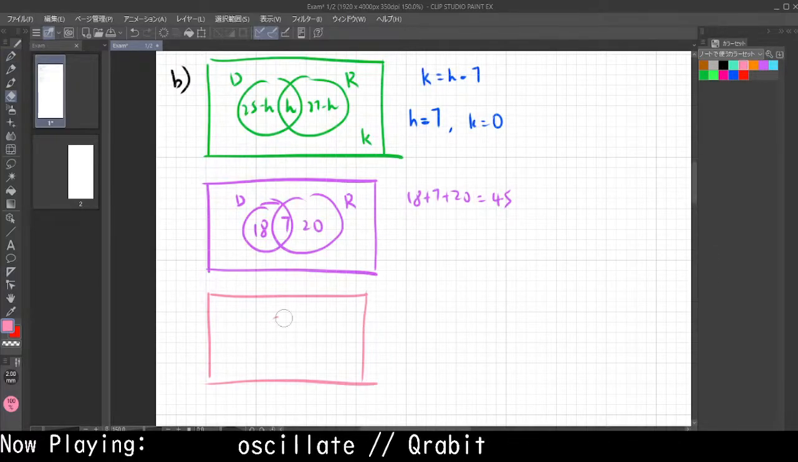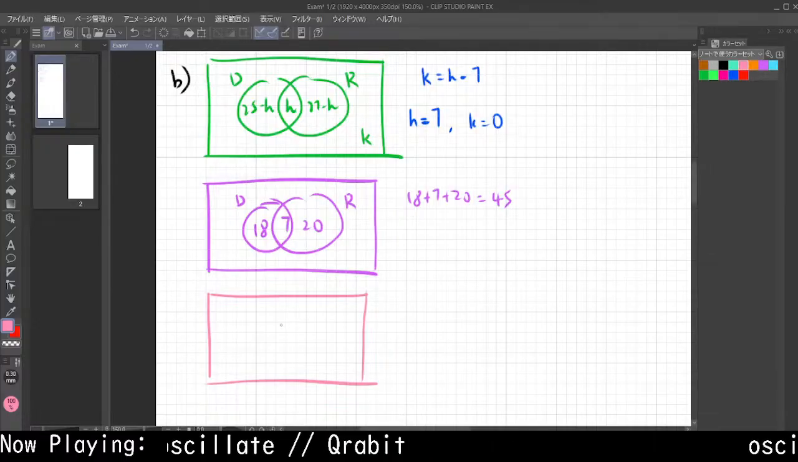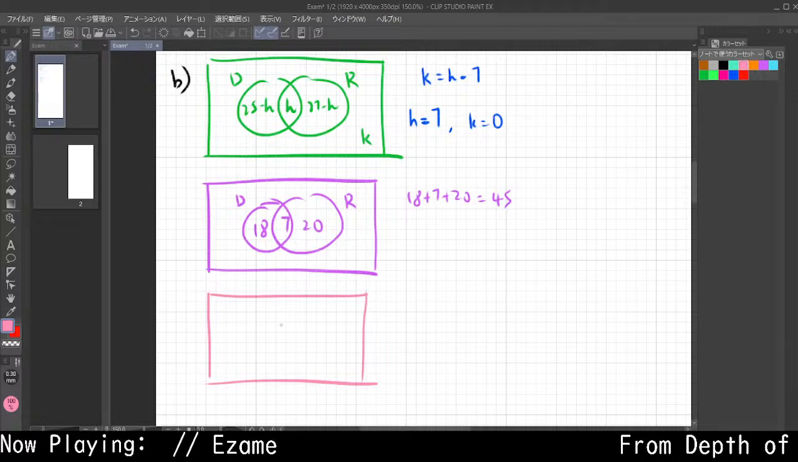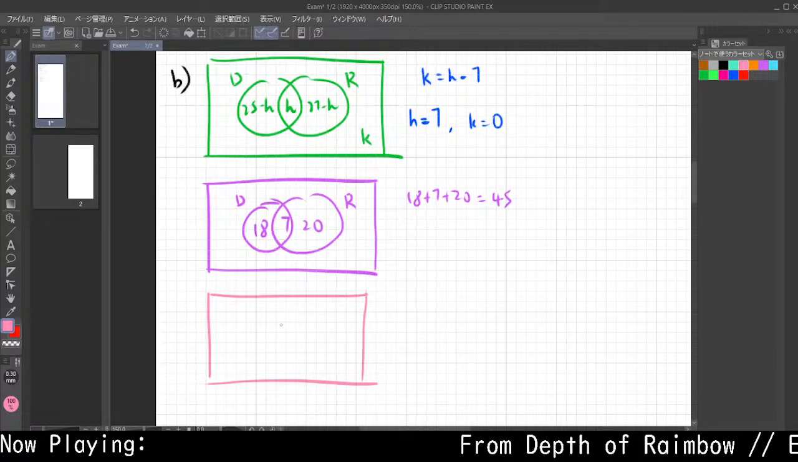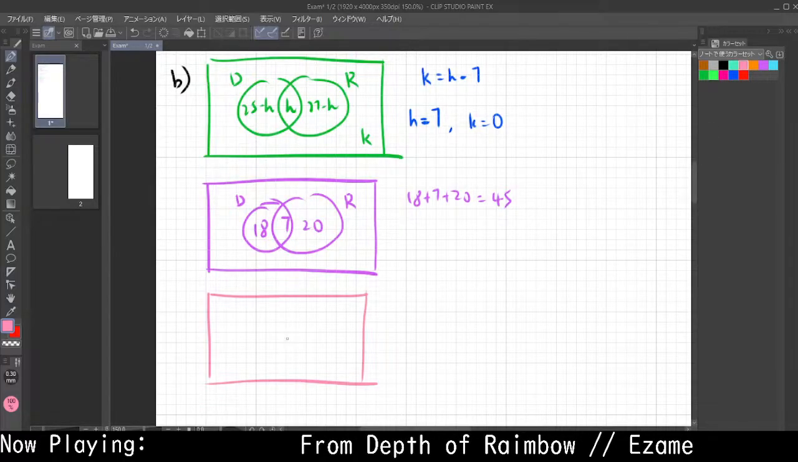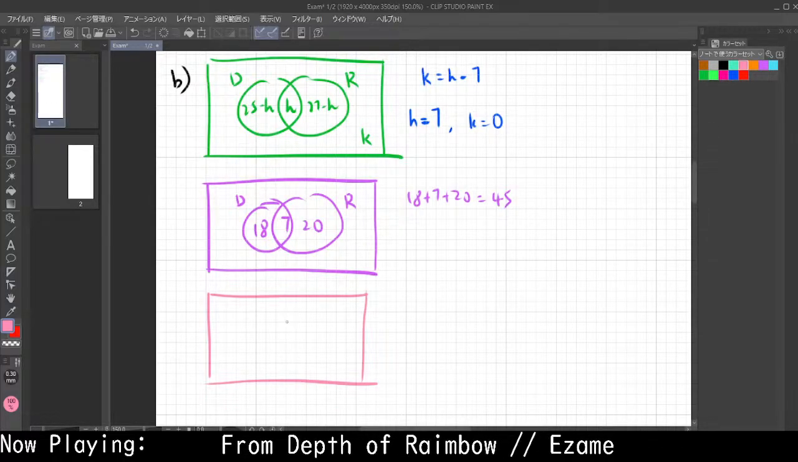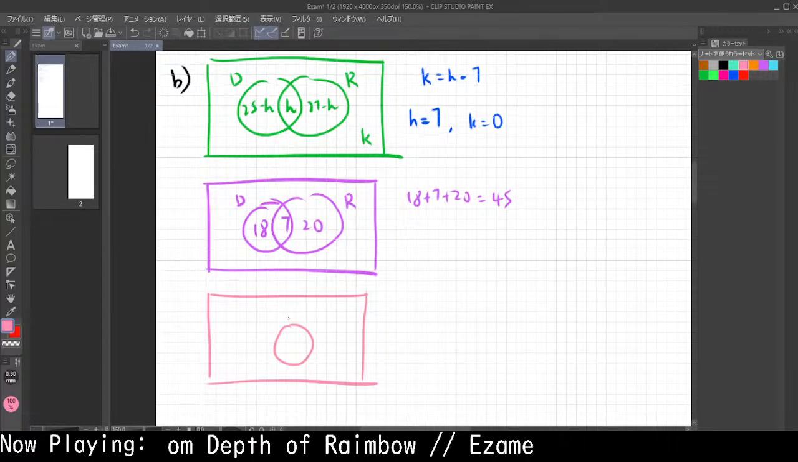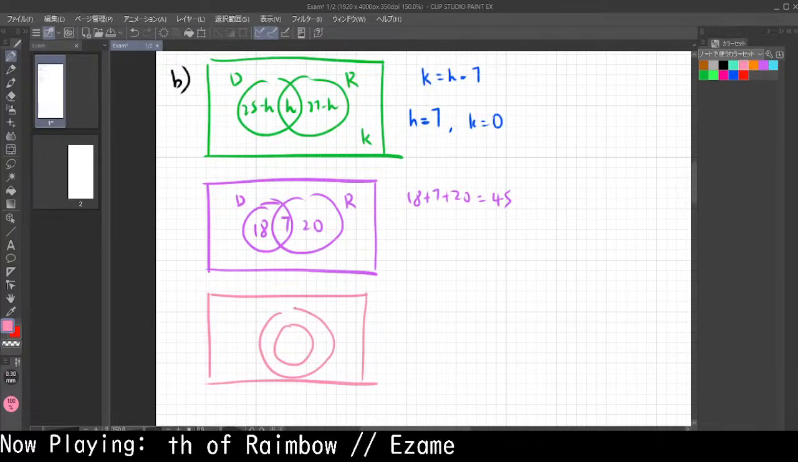What if I make it such that the smaller of the two circles all shove into the middle? So the smaller of the two circles is 25, which is the ones who like durian in this case. So what if I say everyone who likes durian also likes rambutan? So I draw the Venn diagram like this instead.